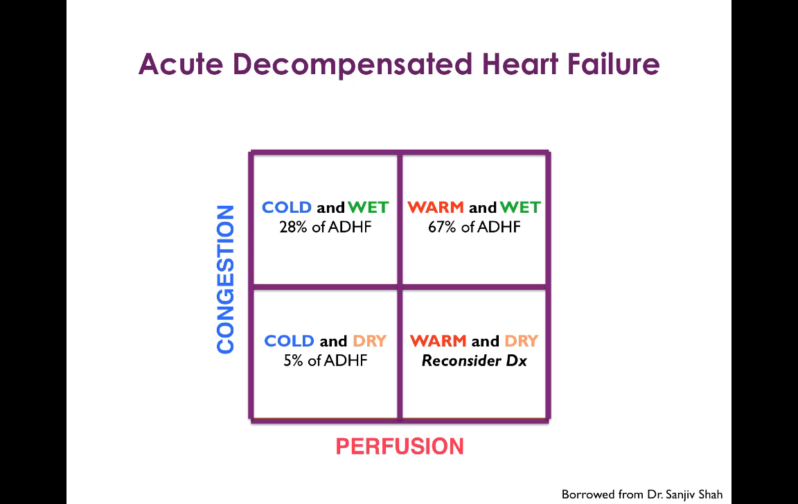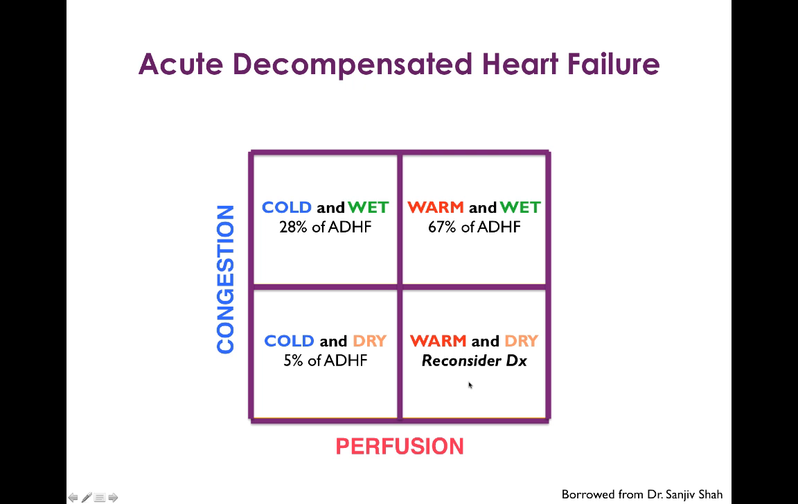And so we're talking about symptoms of pulmonary edema, but then also people can get peripheral edema because the most common cause of right-sided heart failure is left-sided heart failure. So this is borrowed from Dr. Shah, and I think it's a really great slide to help conceptualize the axes along which we think about patients with heart failure. So on the x-axis here is shown perfusion, and the y-axis is shown congestion. And so you can divide patients into four groups.